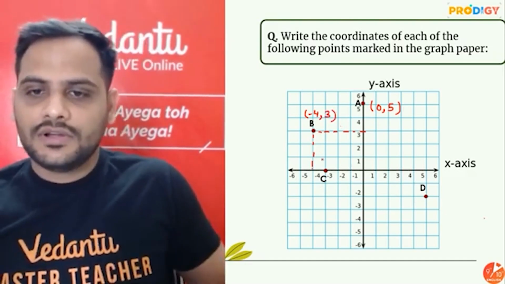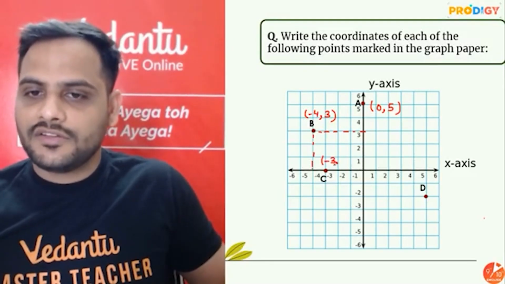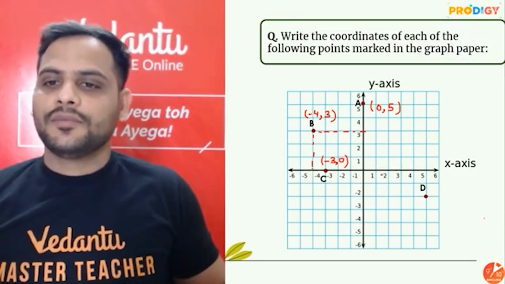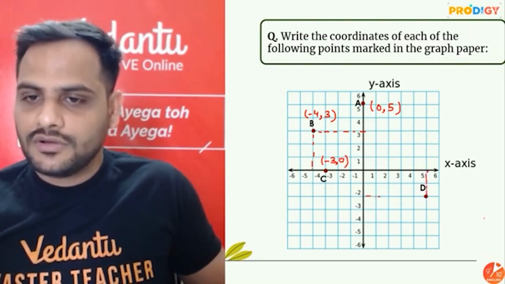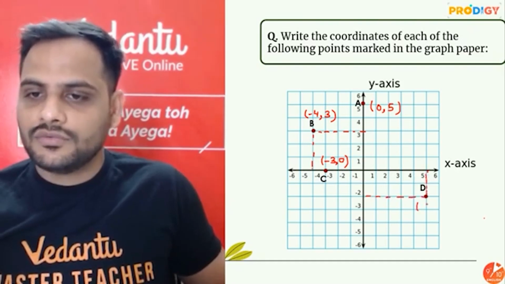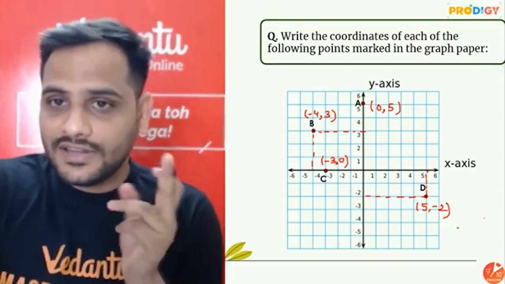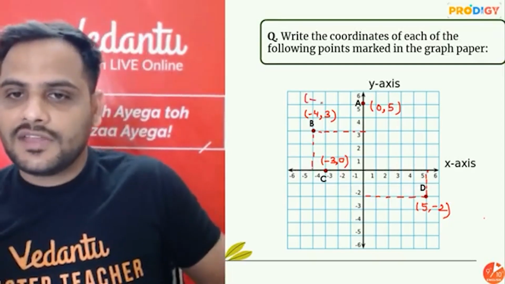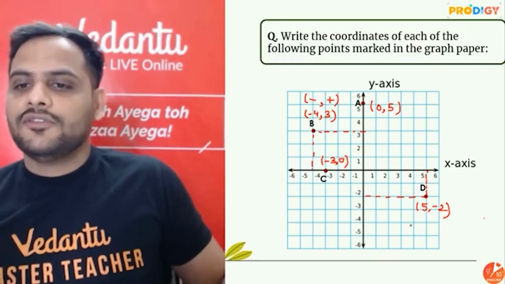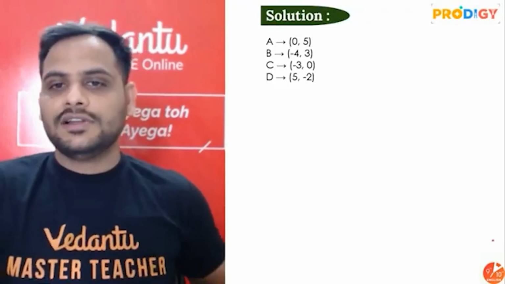C के लिए बेटा देखो भाई, since it is on x axis, so x coordinate is the point where it is present, y coordinate will be 0. And point D, x coordinate is coming out to be 4, y coordinate is -2. All right, and you can clearly see it is satisfying all the conditions of the quadrant. In second quadrant, x is negative, y is positive. In fourth quadrant, x is positive, y is negative. So all this it will satisfy.